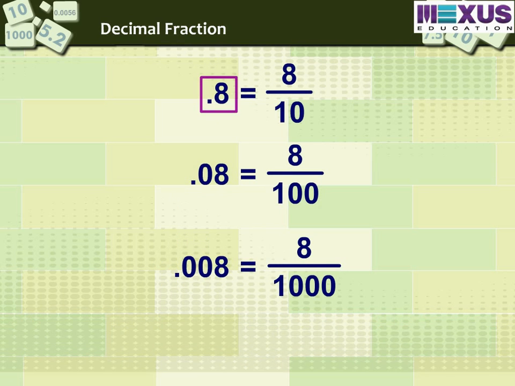In point 8, there is one decimal digit, so 10 is the denominator. In point 08, there are two decimal digits, so 2 zeros is the denominator. In point 008, there are three decimal digits, so 3 zeros is the denominator, and so on. The number of decimal digits indicates the power of 10.